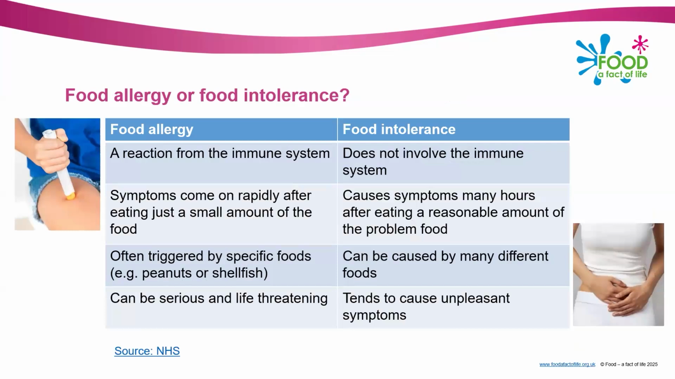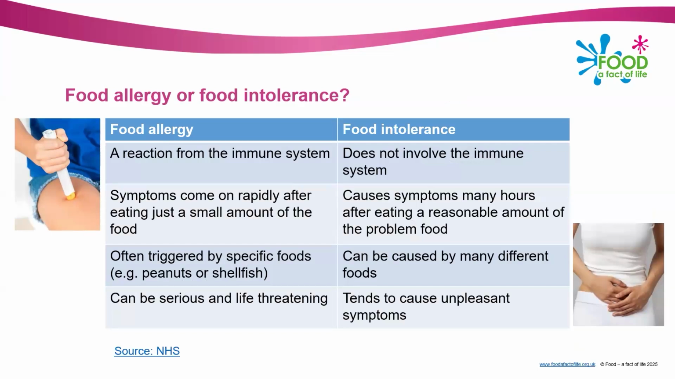Next slide, please, Francis. So there are differences between the two. So food allergy is related to an immune reaction, whereas a food intolerance isn't. For food allergy, symptoms will come on rapidly and can be caused by very small amounts of food, even trace amounts. Whereas an intolerance can come on much later, even hours after eating the food.